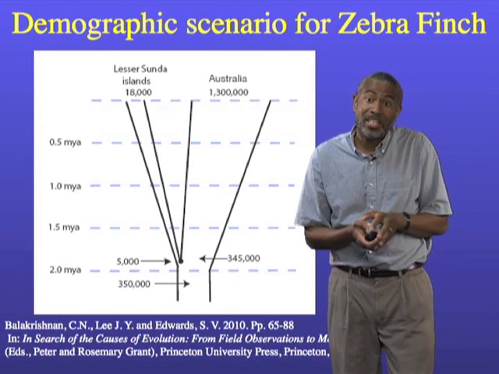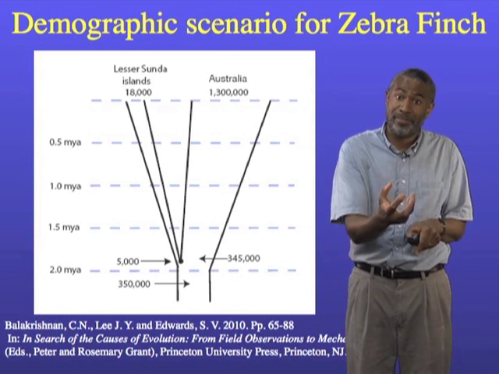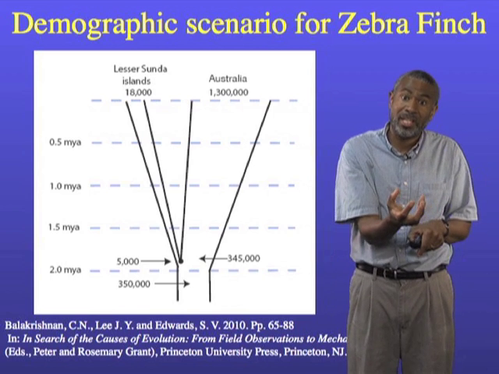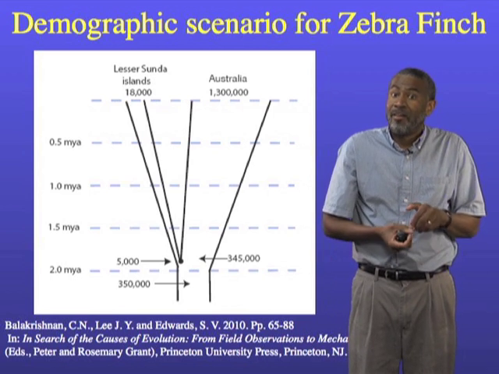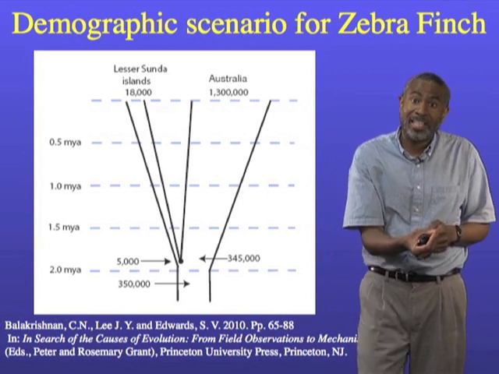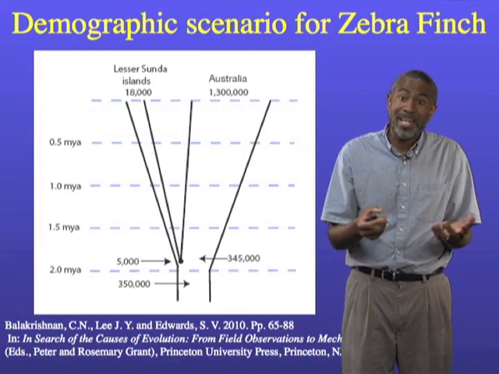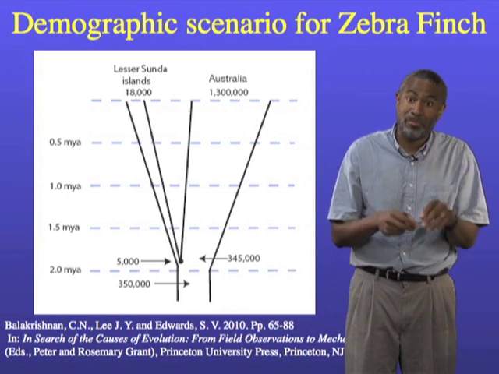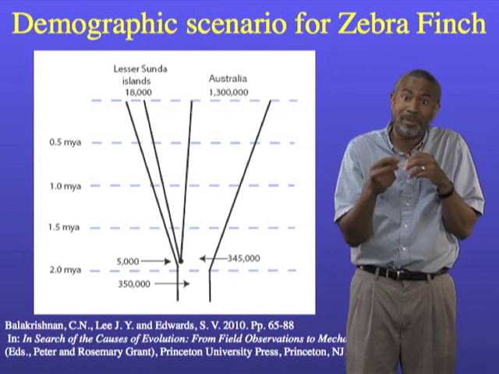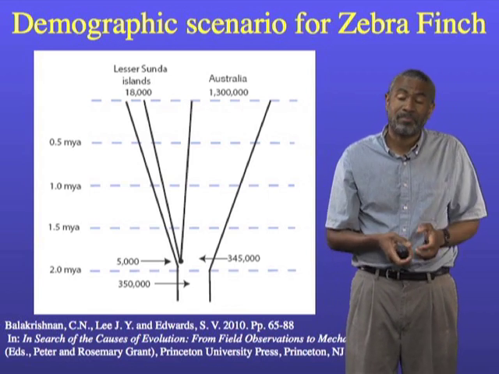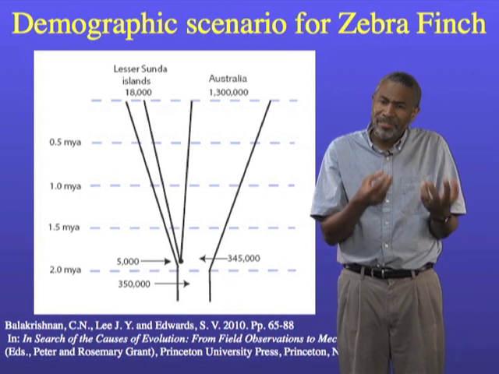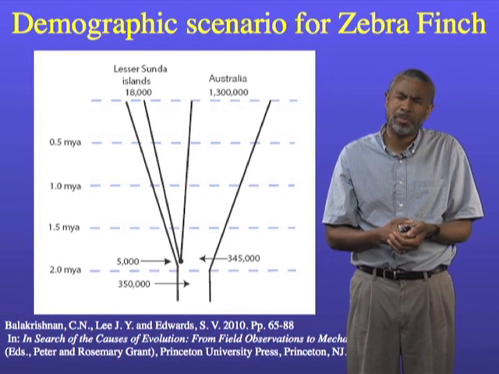Who knows, maybe a small band of zebra finches flew to the Lesser Sunda Islands, made it far enough to colonize and reproduce, but only a small flock. Of course, it may not have been 5,000 individuals. Remember, these are effective sizes. It may have been a smaller number. But it gives us a window into the history of this species.